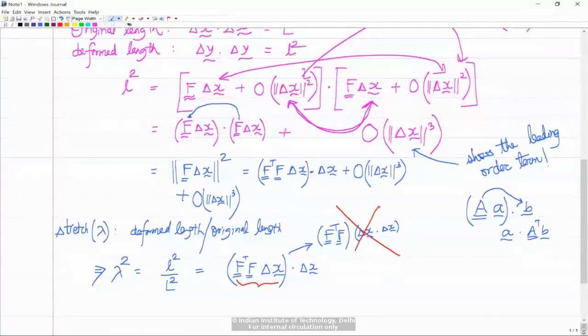but I mean you're right. But let me show you why that is not working here. So I just show you that side calculation. So what you have here is F transpose F delta x dot with delta x.